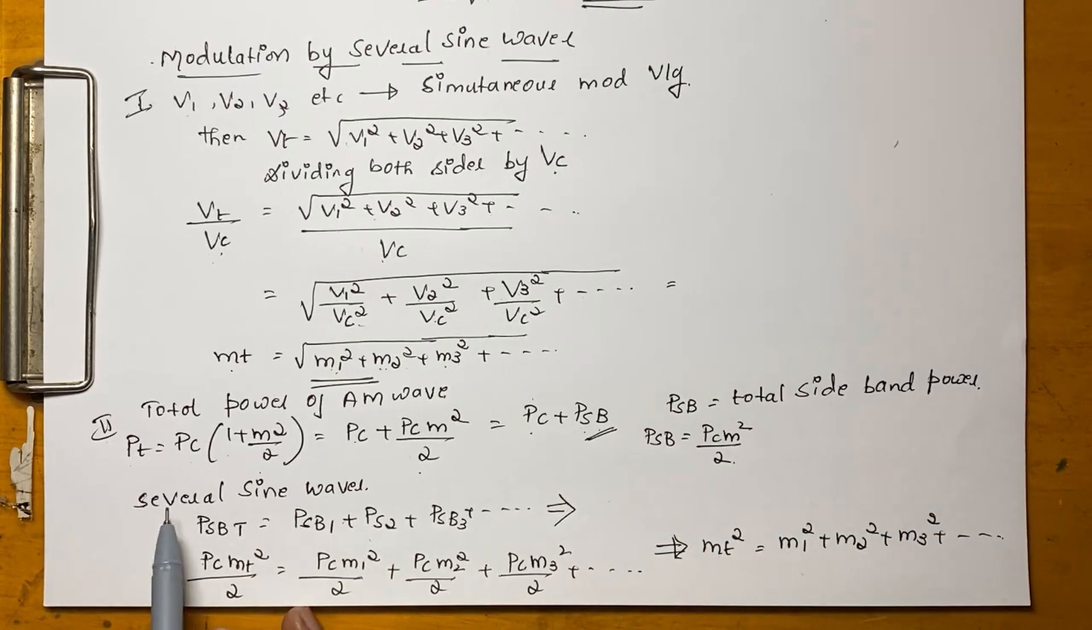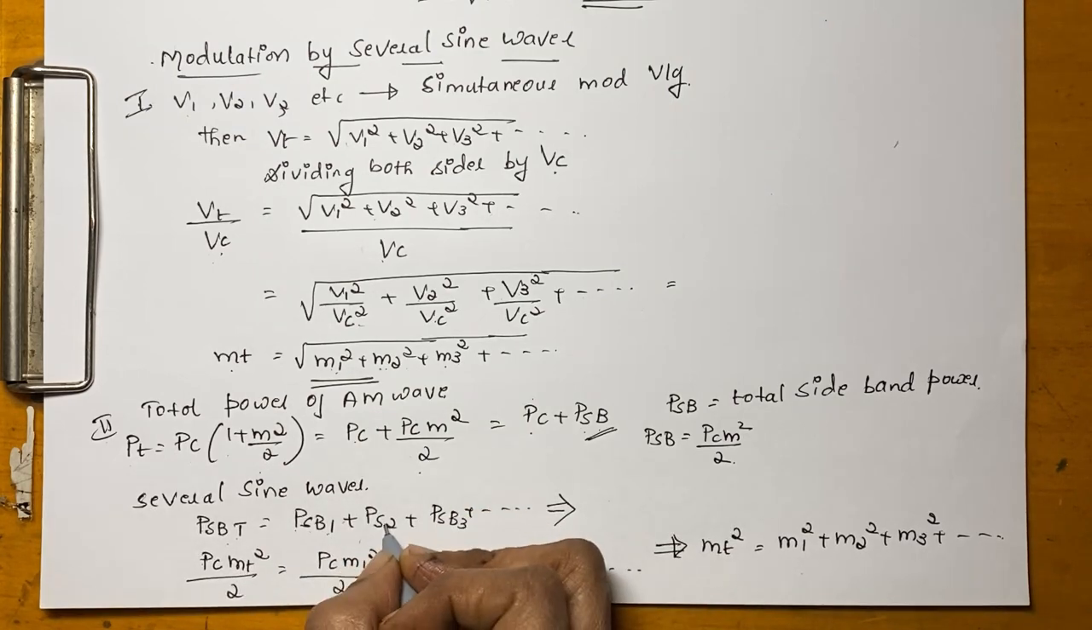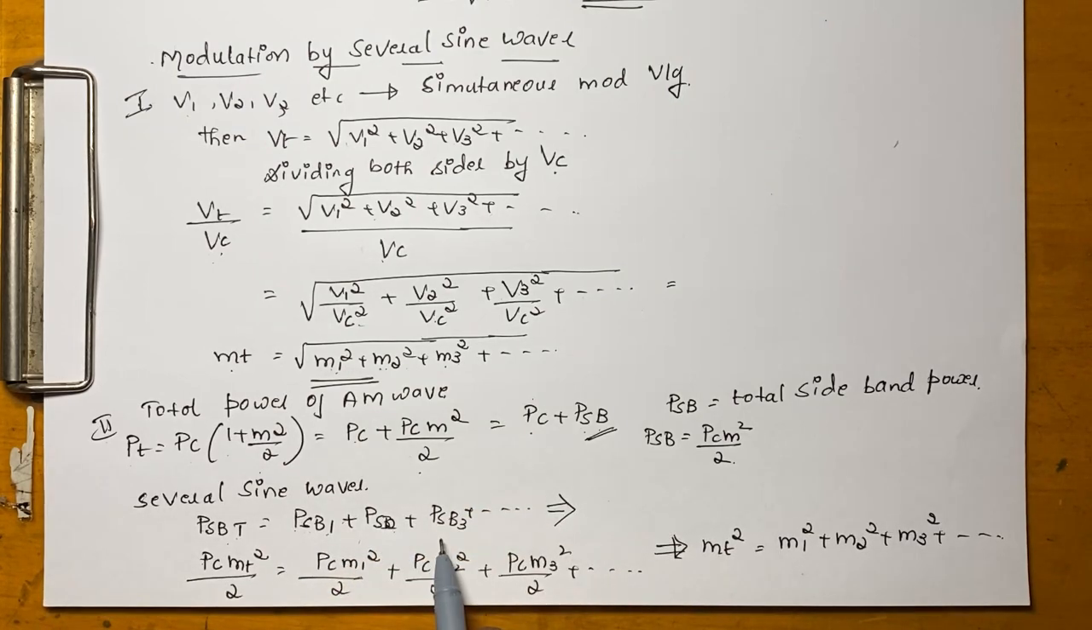Now if several sine waves are involved, then the carrier power will be unaffected, whereas the sideband power will be the combination of n number of sine waves that are present. Therefore, the power of a sideband, that is the total power of a sideband, is equal to PSB1, that is sideband 1, and PSB2, that is sideband 2, and power of sideband 3 and so on. So what is this? This is nothing but the total sideband.